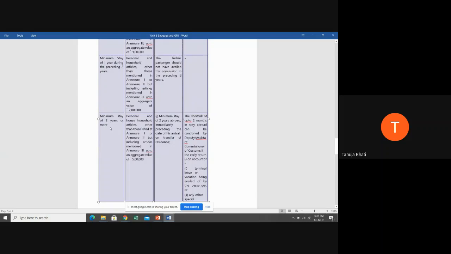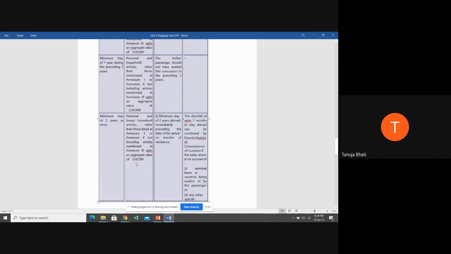So he is staying abroad for a period of 2 years or more than 2 years. And suppose he is returning to India and is bringing along with him certain personal and household articles other than those listed in Annexure 1 or 2, but including articles mentioned in Annexure 3, up to an aggregate value of 5 lakh, he is allowed to get them without payment of customs duty. That is why they are covered in the general free allowance. So when he is bringing articles mentioned in Annexure 3, he will be allowed to get them without payment of customs duty up to a value of 5 lakh.